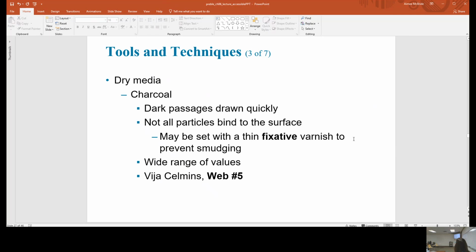And you can achieve a wide range of values. Like I mentioned earlier, you can get a really rough texture with charcoal, especially if you use a rough piece of paper with it. And you can also get really, really light shades of gray as well as dense, dark blacks with charcoal, depending on how hard you're pressing.